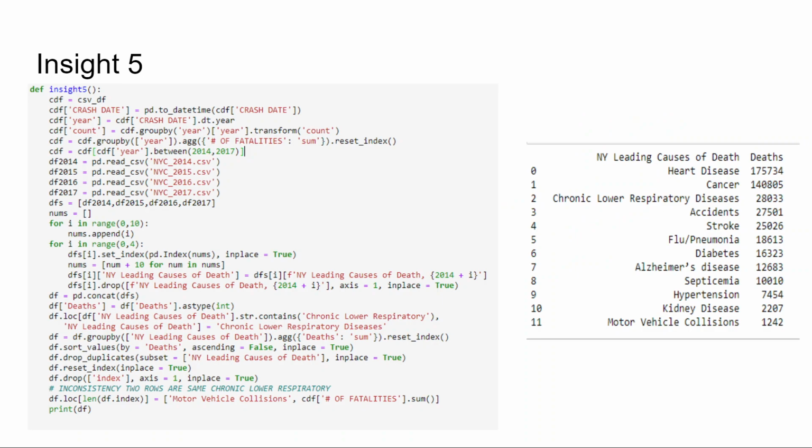For our Insight 5, we tried to gather data about the leading causes of death in New York City, and we compared it with the deaths caused by motor vehicle collisions, and we were quite surprised to see that it is pretty less as compared to other leading causes of deaths.